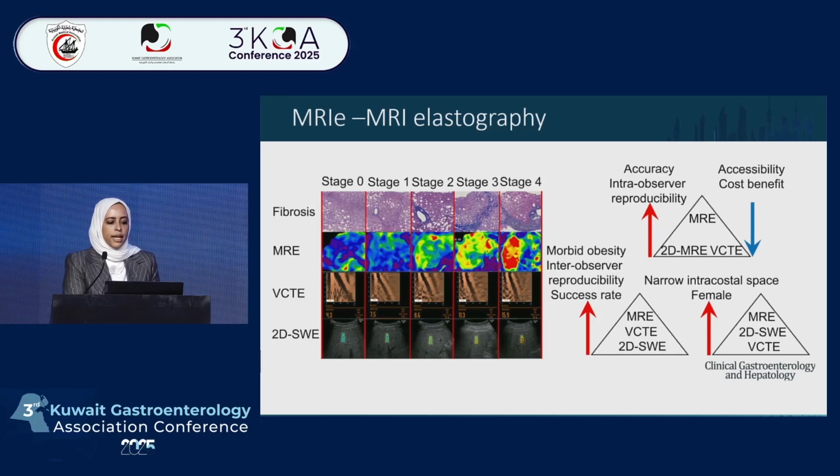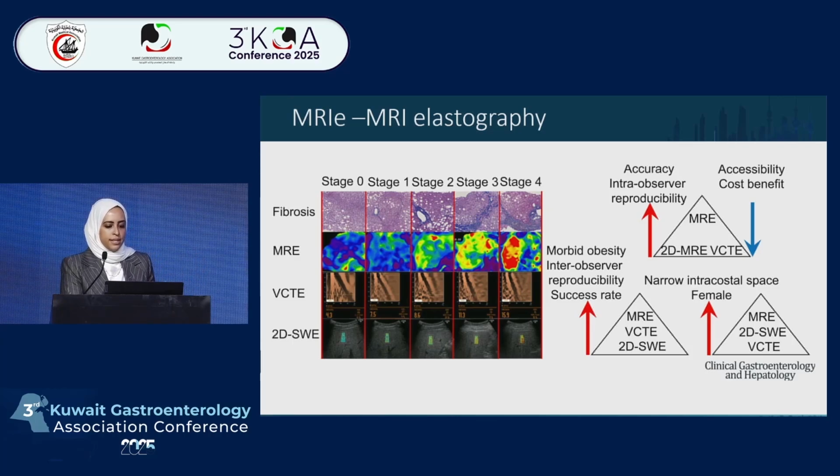So, MRI elastography. You can see here in this image, in the top tier, there's the histopathology, the MRI, then the FibroScan readings, and the 2D shear wave. And here it says that for patients who have morbid obesity, it reduces inter-observer reproducibility and has a higher success rate. And MRE sits on the top of the tier compared to FibroScan and 2D shear wave. For accuracy and inter-observer reproducibility, MRI is superior to FibroScan and the 2D shear wave.